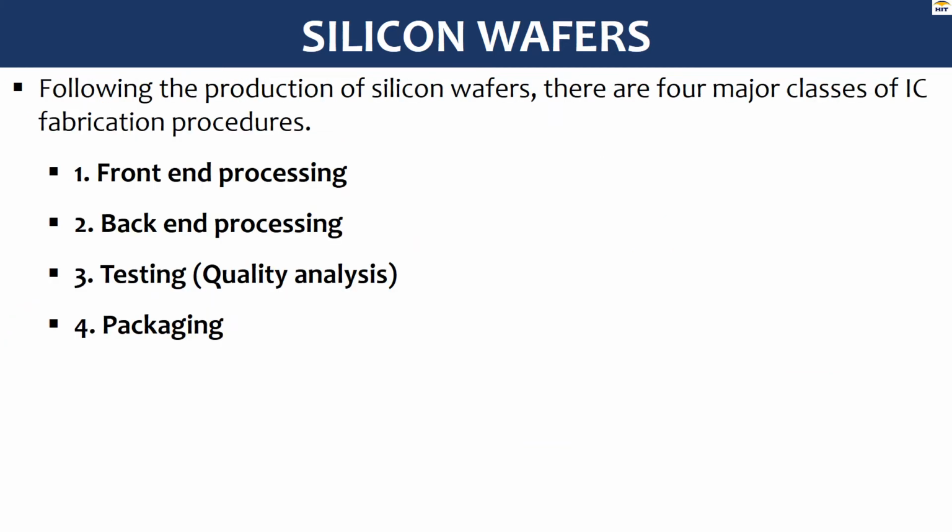Okay, so following the production of silicon wafers, there are actually four major classes of IC fabrication procedures. You've got your front end processing, back end processing, quality analysis, and then your packaging. So let's look at the front end processing.